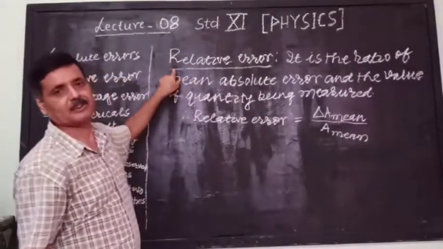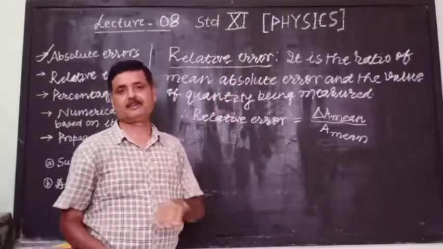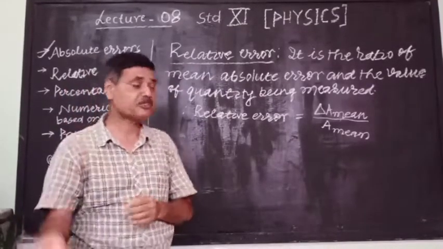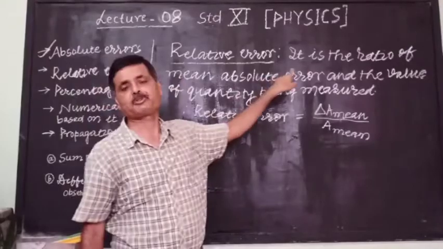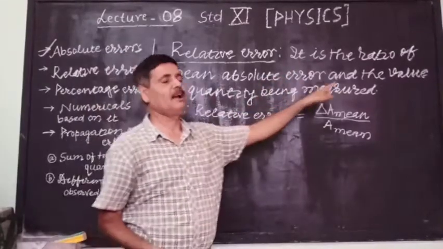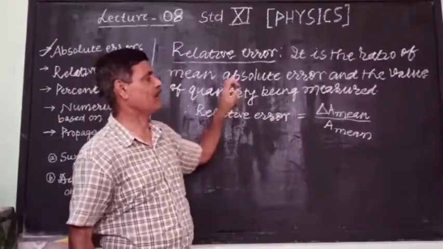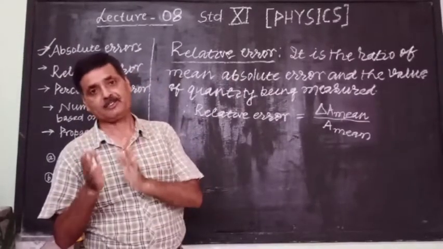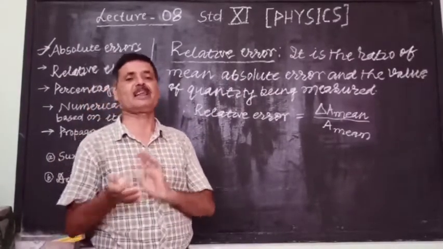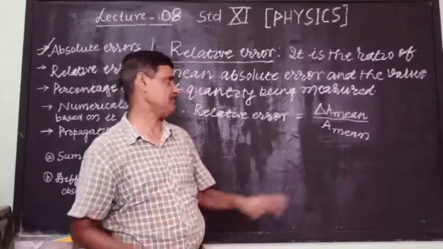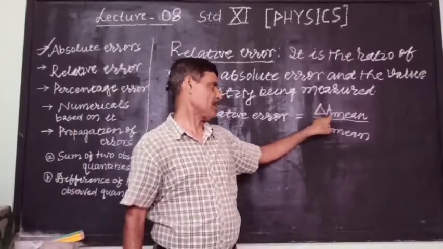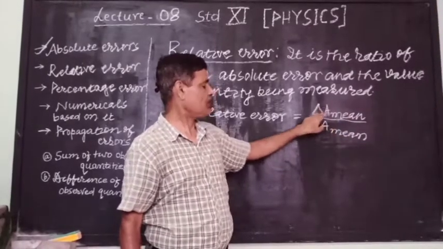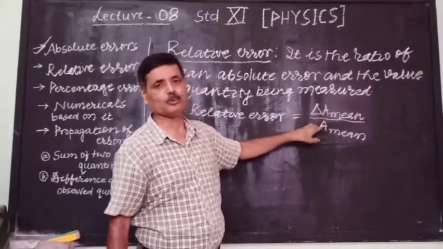Just watch here. Relative error. What is relative error? Actually, it is the ratio of mean absolute error and the value of the quantity being measured. And relative error can be mathematically written as del a mean by a mean. You are all familiar with these two.